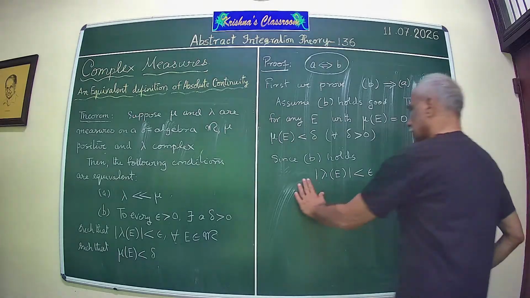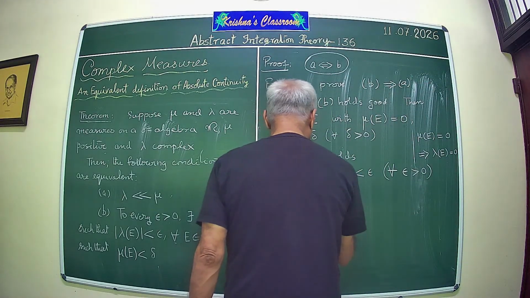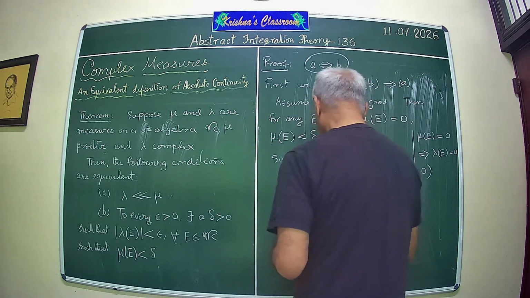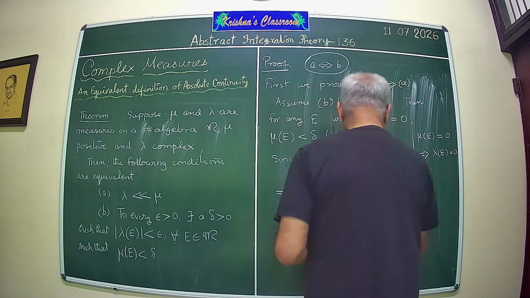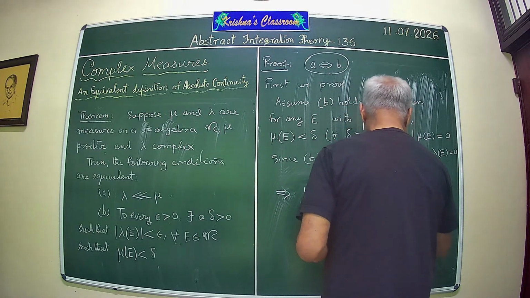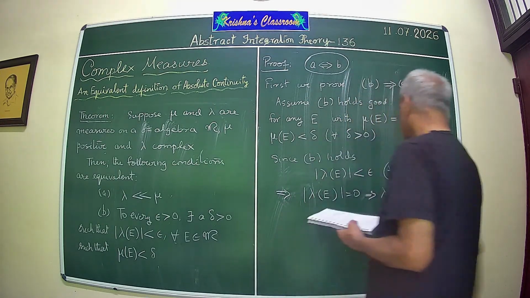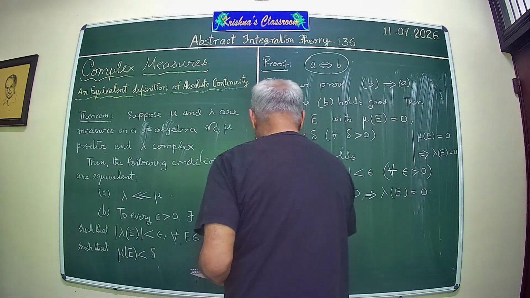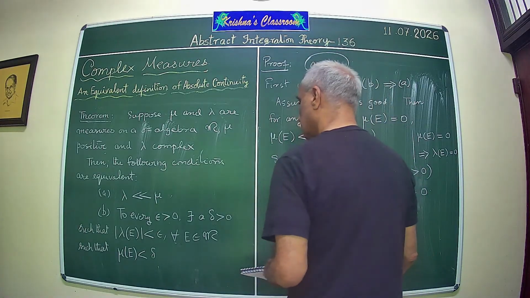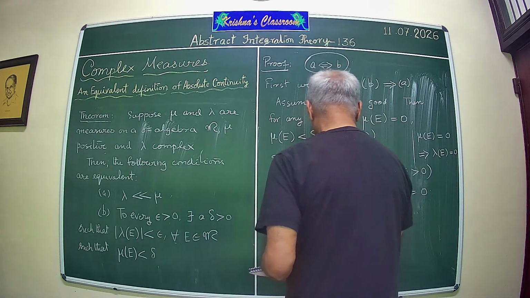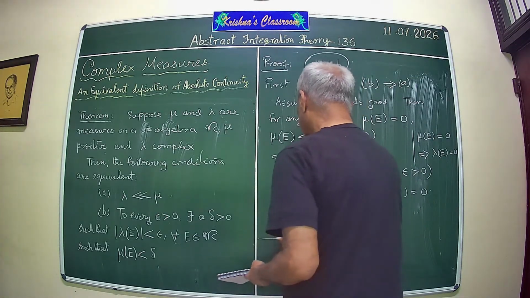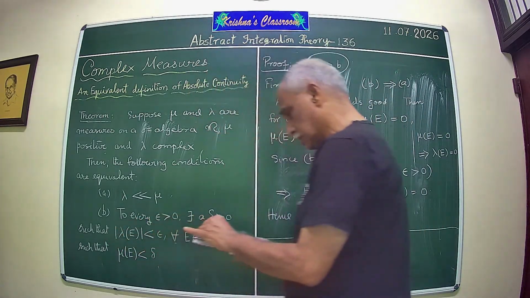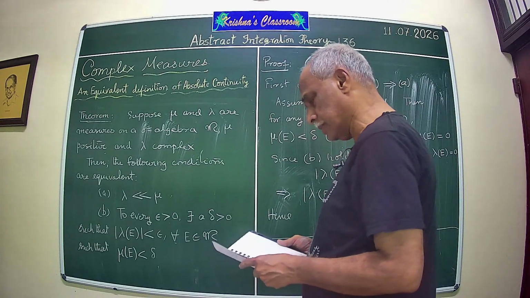Okay. So what does this mean? This implies lambda E equal to 0, therefore, so that part is done. Okay. Now how to prove the second part? The second part needs little bit of constructions.